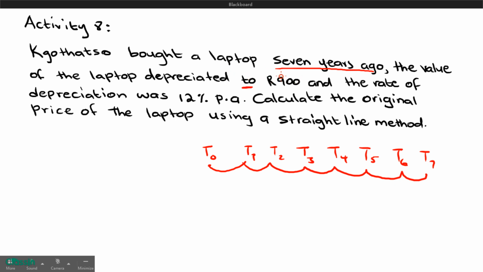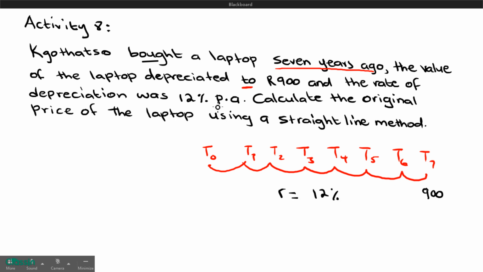But the question is, the value of the laptop depreciated to 900. The value of the laptop here is no longer the amount that Kgothatso bought the laptop with, but it is now 900. It says Kgothatso bought, which is the past tense, a laptop 7 years ago. So now on the 7th year, the value of the laptop is 900 and the rate of depreciation was 12%. So it means that our R was 12%.